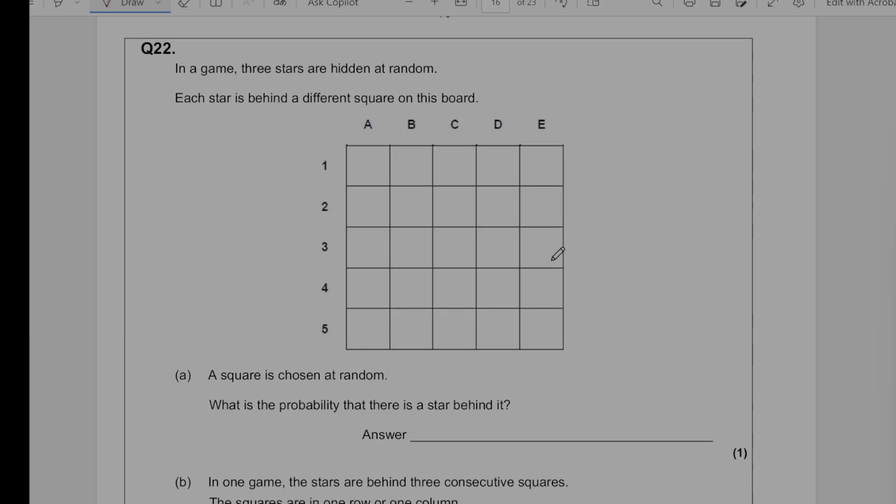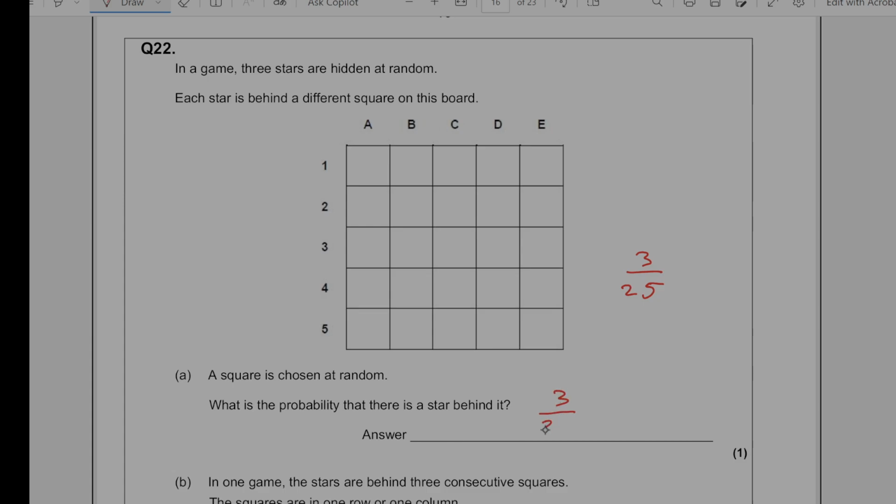Okay, question 22. In a game, 3 stars are hidden at random. Each star is behind a different square on this board. A square is chosen at random. What is the probability that a star is behind it? So that's going to be 3 out of the total number of options. And we've got 1, 2, 3, 4, 5 times by 5. So it's going to be 3 out of 25. So I'm going to go 3 out of 25.